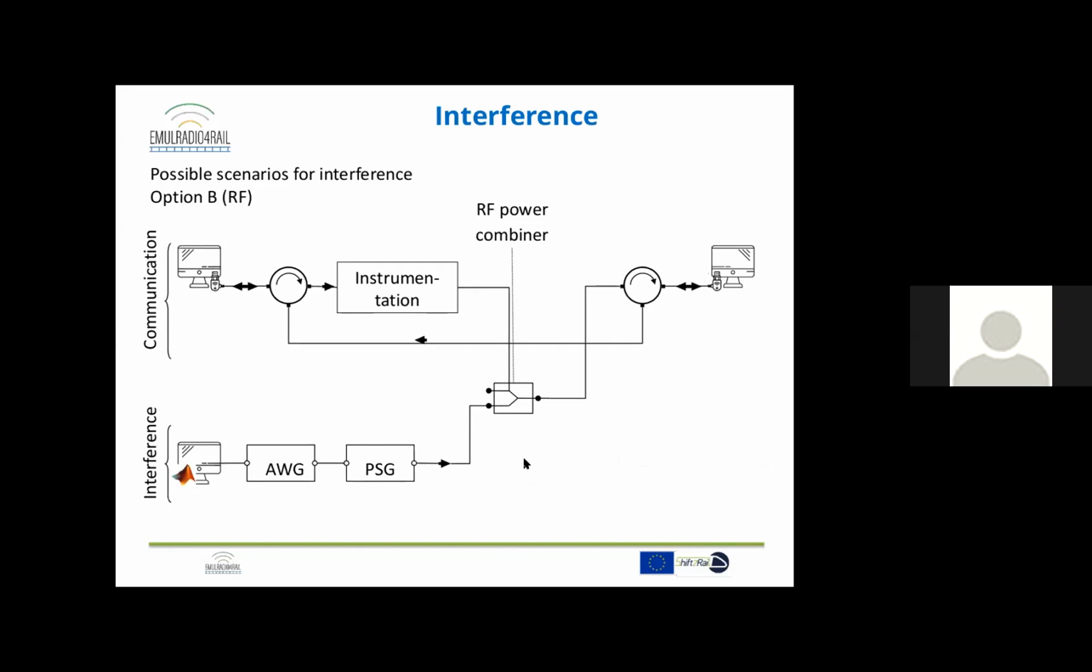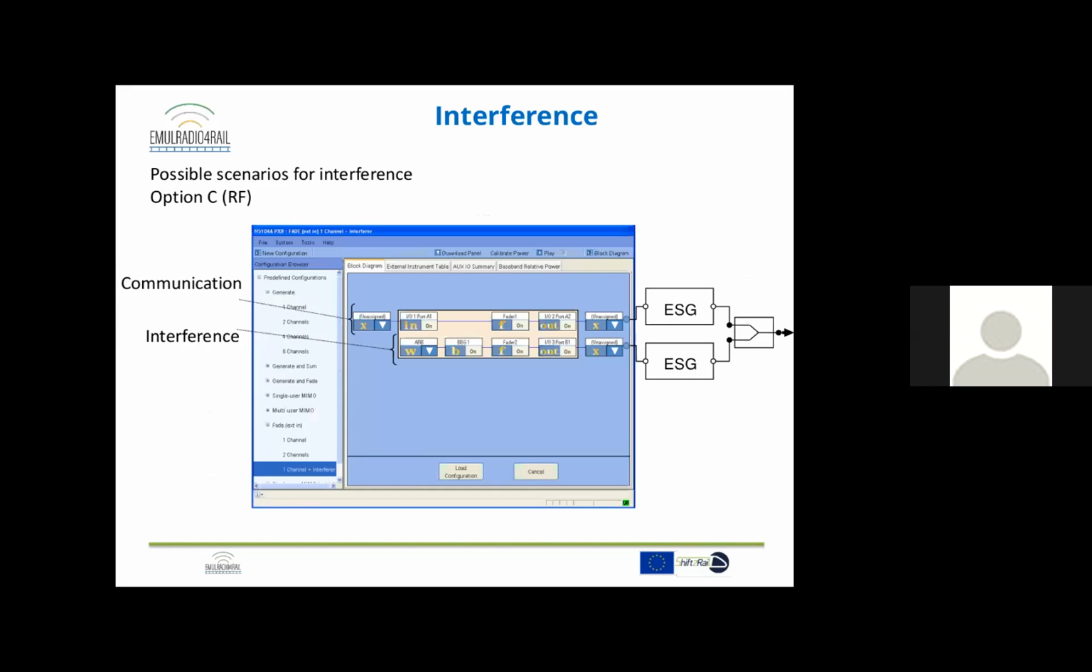Option B is also an RF case, but instead of having real Wi-Fi signals, we generate them, for example through MATLAB and an arbitrary waveform generator. The same goes for option C, but with option C we can generate the interfering signals from inside the PXB, or the channel emulator, as it is at the same time a channel emulator and a signal generator.